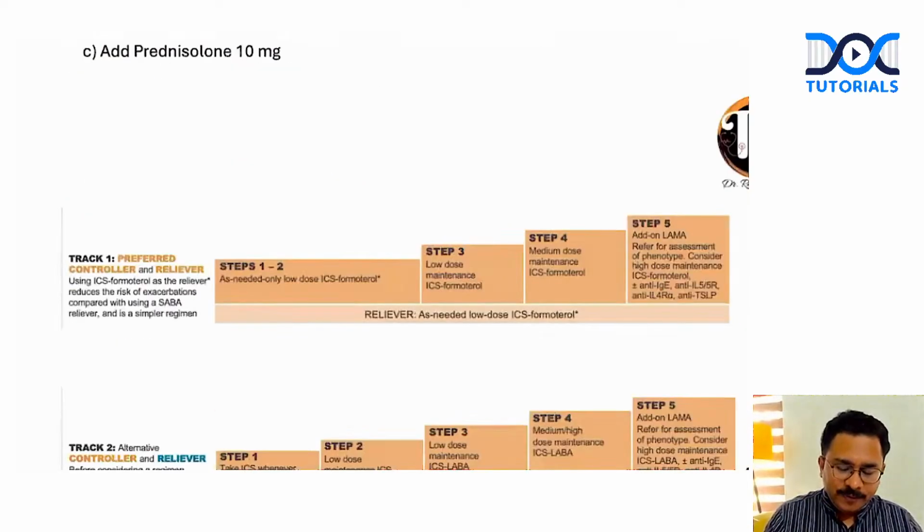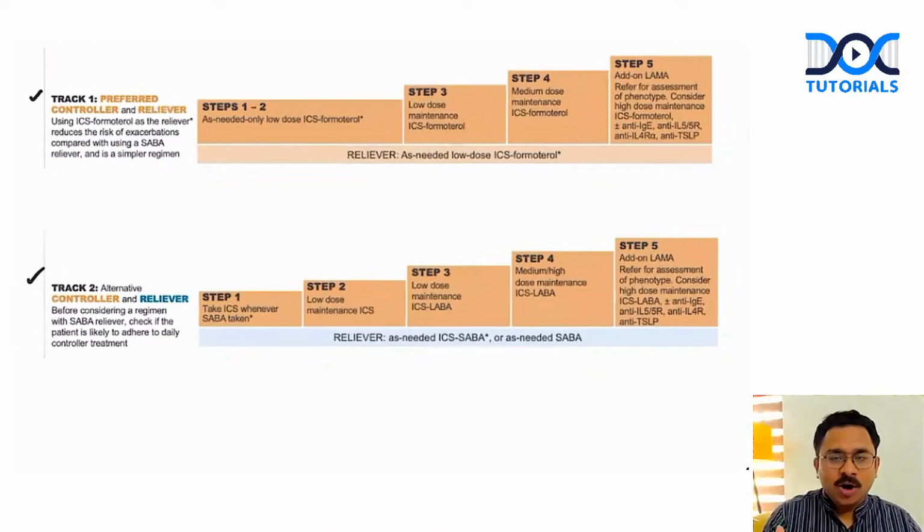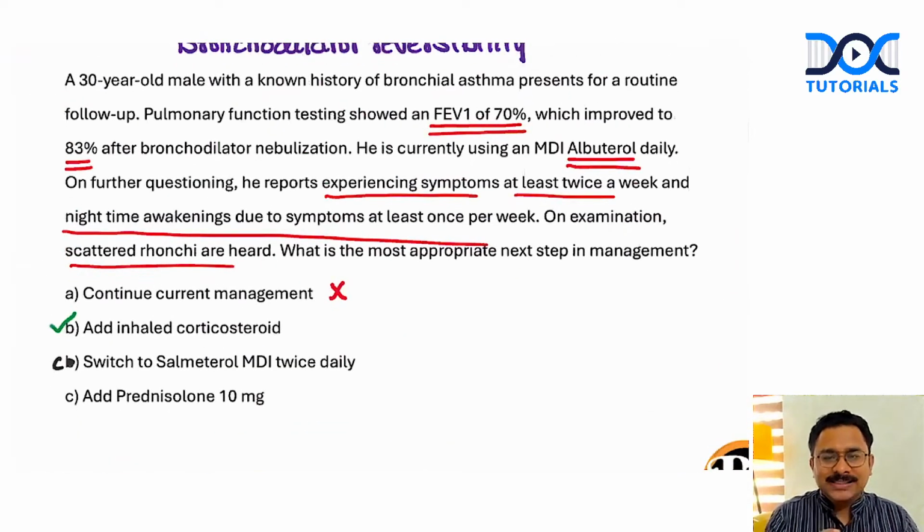Okay, right. And if you look at this, I have taught you either track 1 as well as track 2. The latest GINA guidelines I've incorporated in my lecture, that is the QRP videos, the revision videos. In track 1, you will have the ICS formoterol, and in track 2, majorly followed in the developing countries, it is ICS SABA. And so what you have to understand, my dear children, is this is a patient having bronchial asthma, not managed as per standard protocol, I would say, because the patient is on albuterol daily.